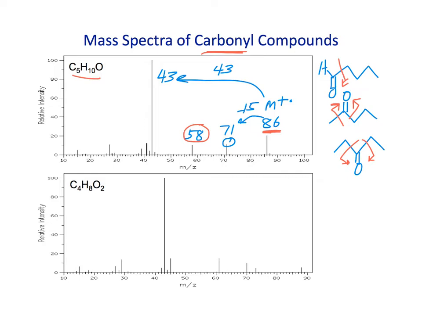What we're seeing is a loss of 15, which means there's a methyl group that we can lose. We're losing 43, which means there's a propyl group we can lose. So which one of these possibilities seems to fit the data the most?